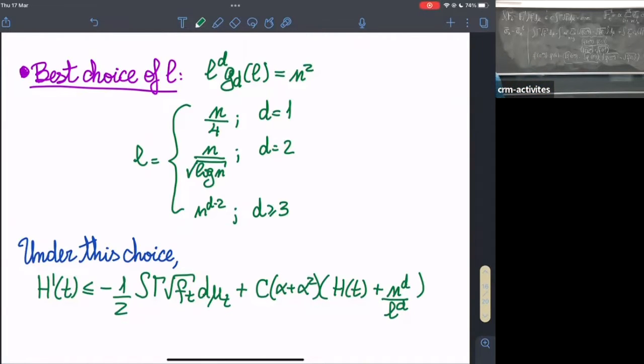So in dimension two, you do the computation, you discover that the mesoscopic scale is n divided by square root of log n. And in dimension d bigger than or equal to three, you discover that the mesoscopic scale is n to the power of d minus two. And under this choice, you get that bound.